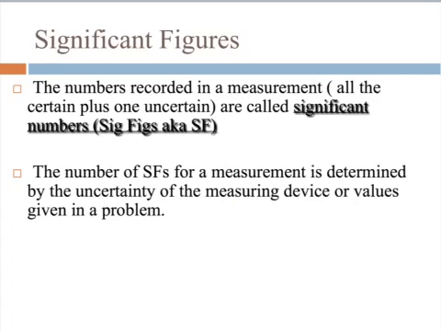And now on to significant figures, which is the main point of this lesson. They're basically the numbers that are recorded in a measurement, and they're all the certain ones plus the uncertain digit, like we just saw in our previous examples. They're called significant numbers, or sig figs, or significant digits, or sometimes I abbreviate them as SF. So the number of significant figures for a measurement is determined by the uncertainty of the measuring device. What that's basically saying is your measurement and the number of sig figs you have is only going to be as good as the device you're using. So let's see what that means in our examples ahead.